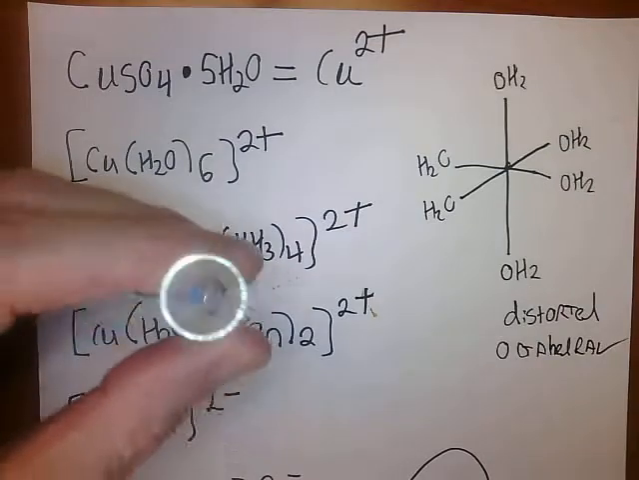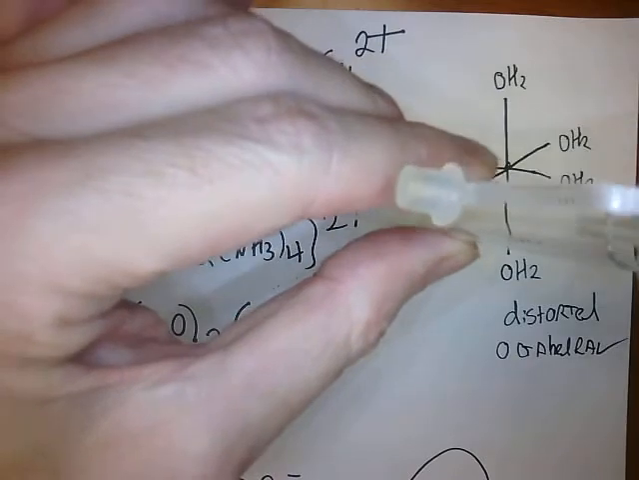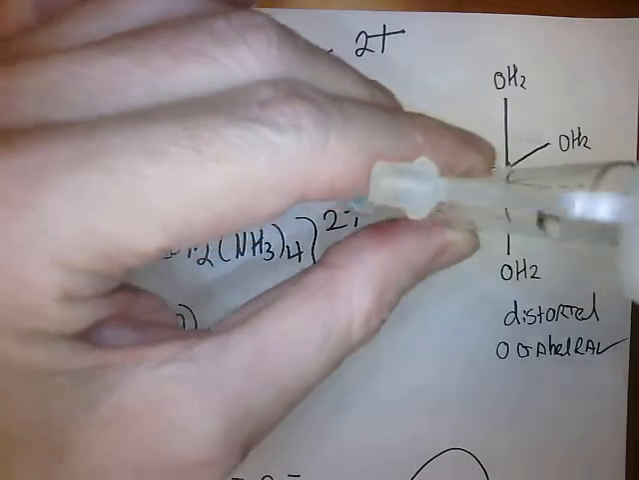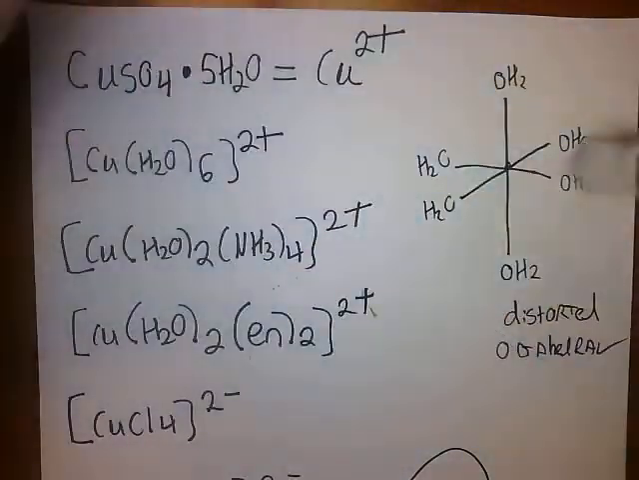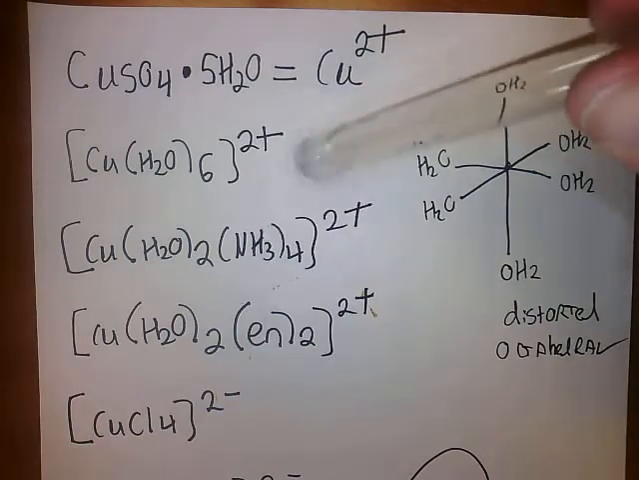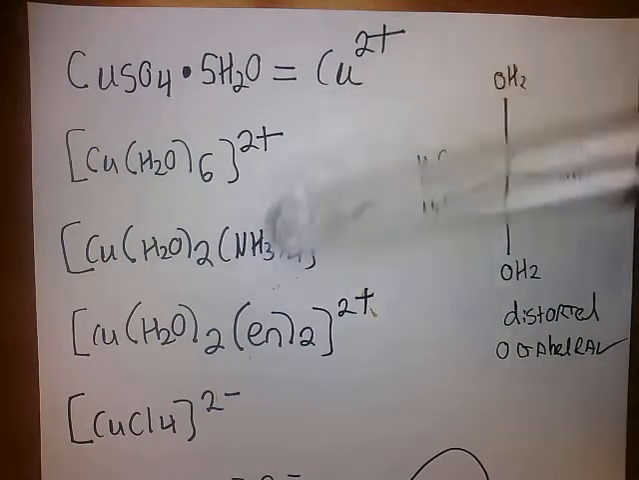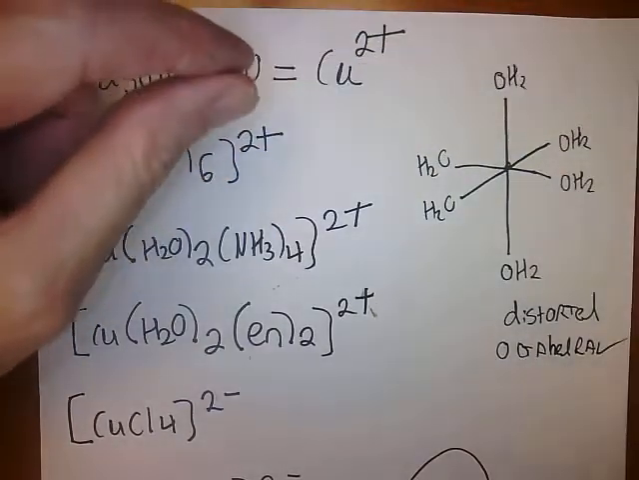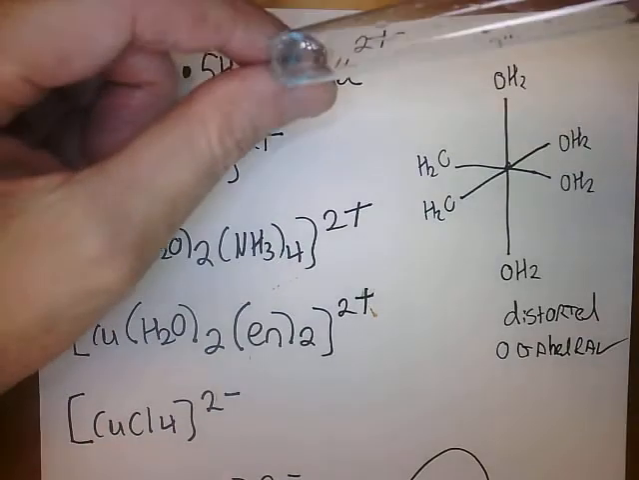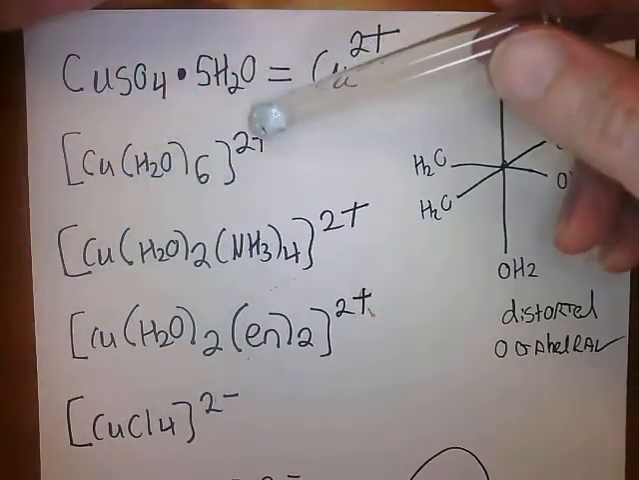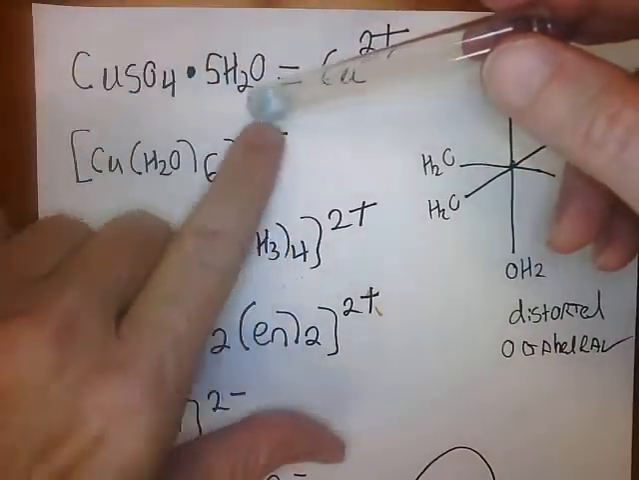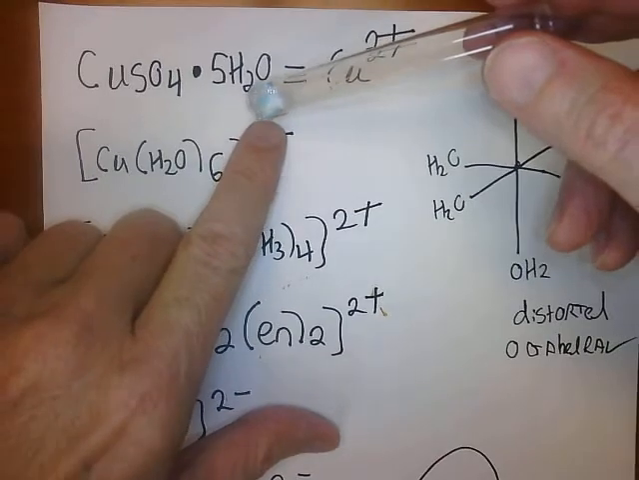Alright, so the first one, what we're going to do is add some water to it, maybe 10 drops of water. Shake it up to try to get it dissolved. And you see that the solution is probably pale blue in color, about the same color as the copper sulfate itself, just diluted down some.